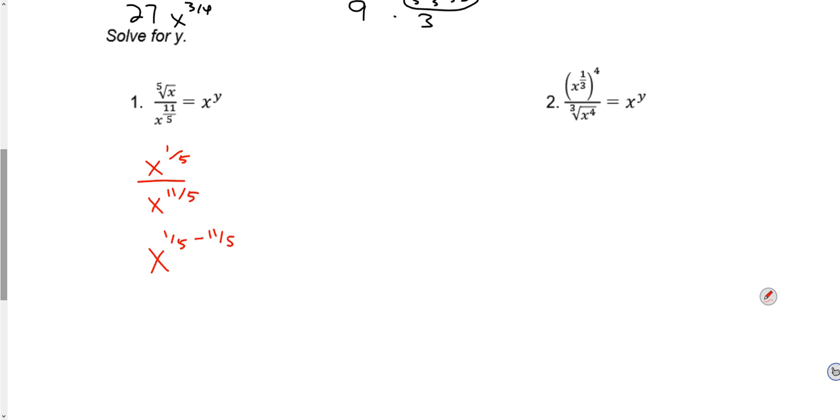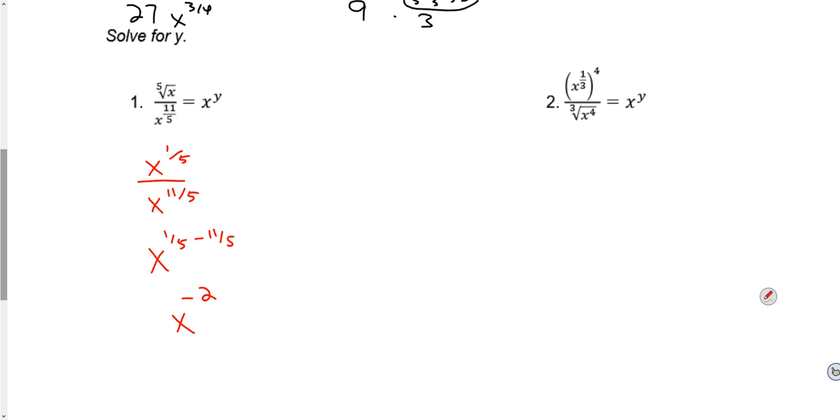Now, that can be done in your calculator. 1/5 take away 11/5. It's going to be negative. Well, it would be negative 10/5, right? Well, what's 10 divided by 5? I gave you the answer, yeah.